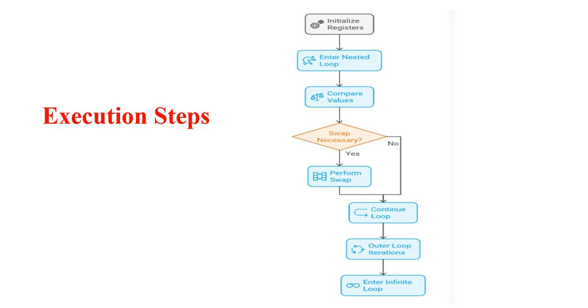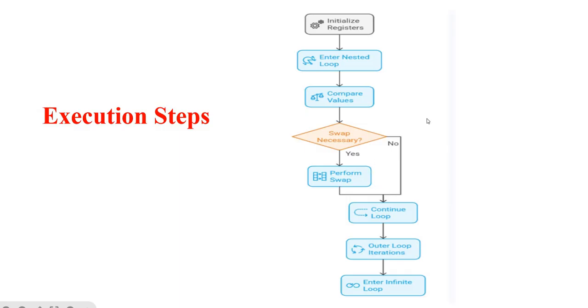These are the execution steps of the program. The program initializes the registers. Here we'll be using register R3 and R2. Next, it enters a nested loop to process the values from the memory locations, which will be starting at 30H. Then for each pair of values, it compares the value in the accumulator with the value in the register B. For the register B, we have used the address 0F0H. So that is the address of the B register and it performs swap if necessary.